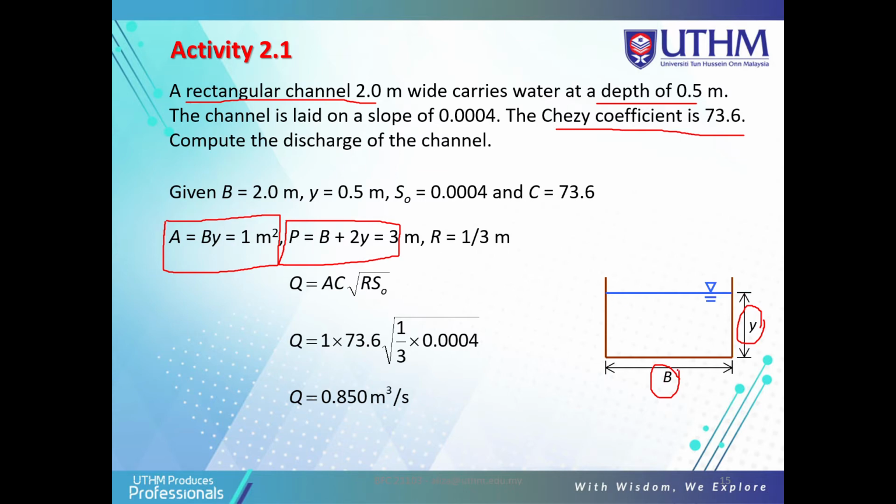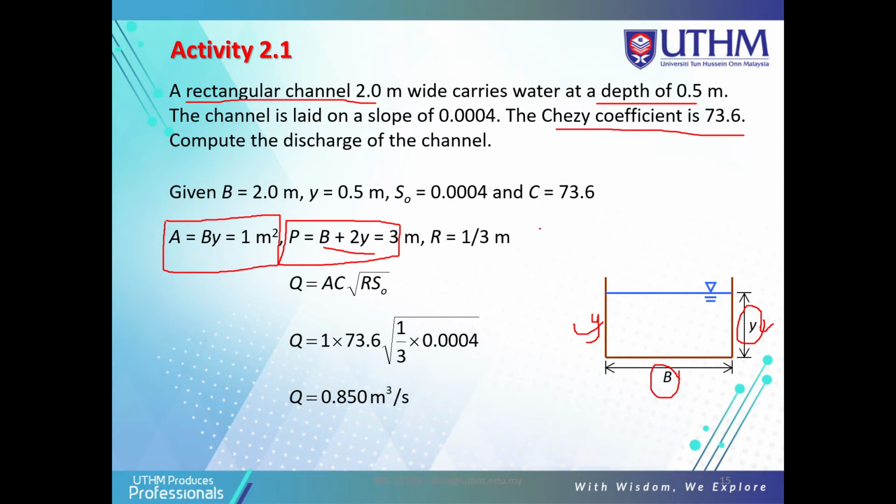So we get the B plus 2Y. They have Y here and also Y here. So we get the Y here and also the Y here. So that's why B plus 2Y. So we get B is 2 meter plus 2 times 0.5. So we get 3. Okay, 2 plus 1, so we get 3 meter.